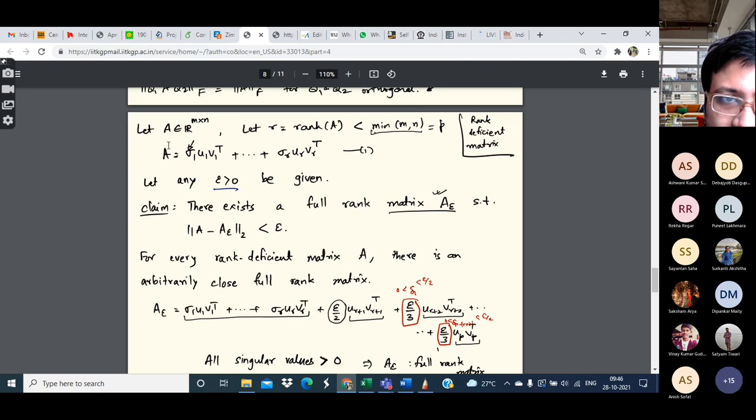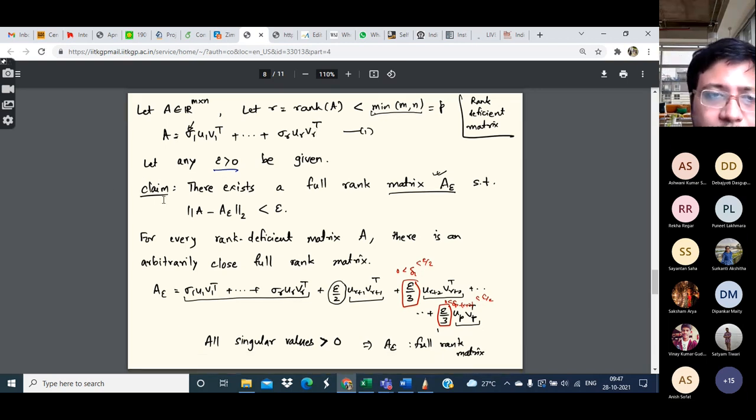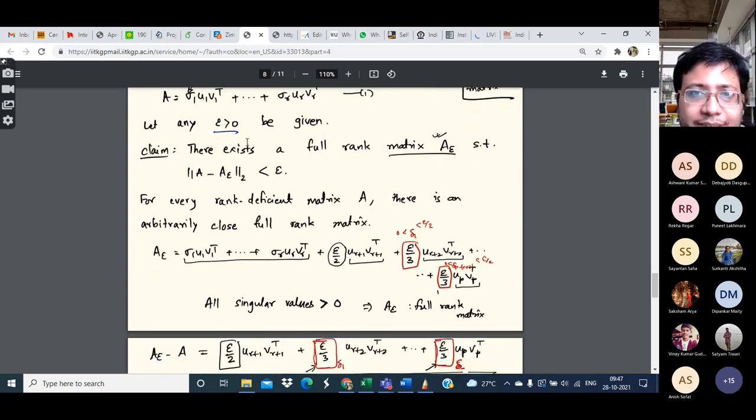So let us consider any matrix A whose rank is R. Since its rank is R, it can be written in this particular way: sigma 1 U1 V1 transpose plus sigma 2 U2 V2 transpose, etc., up to sigma R UR VR transpose. And also let us assume that any positive number epsilon is given to us. Just like in the previous case, some tolerance value epsilon, which may be a small value, has been given to us.